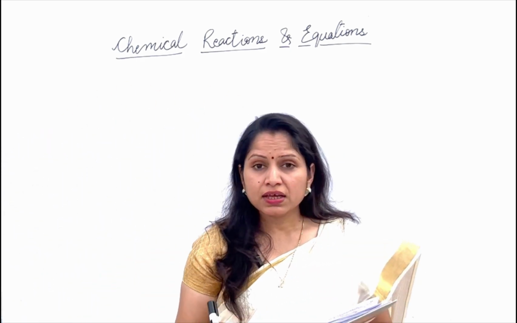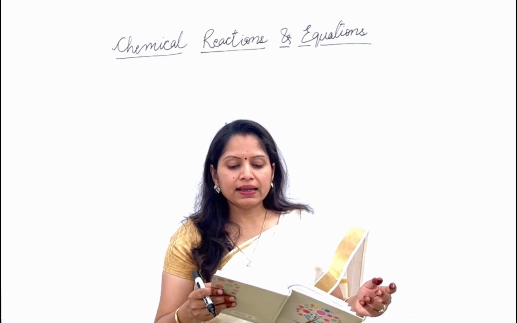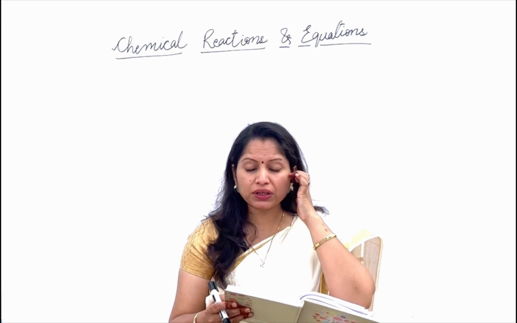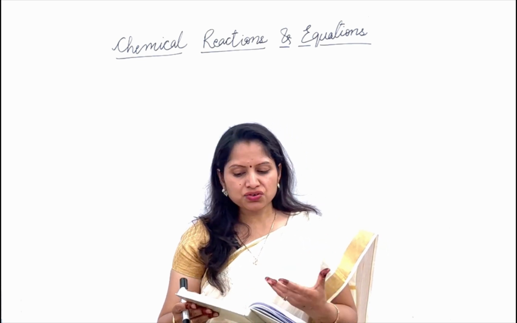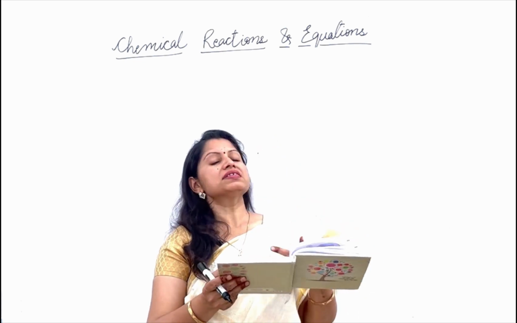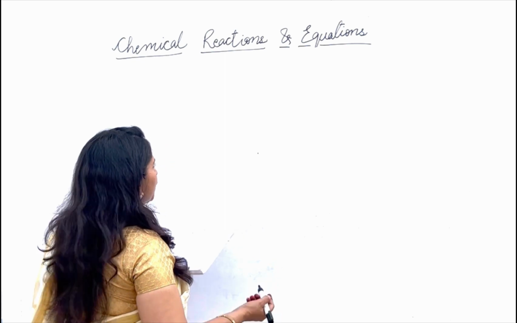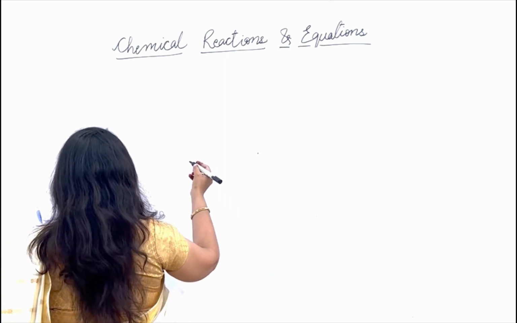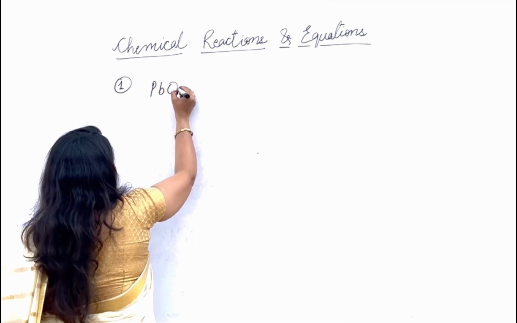Now, exercise questions. Question number 1: lead oxide is combining with carbon to form lead and carbon dioxide. In this reaction, you have to identify which substance is getting oxidized and which substance is getting reduced. It's quite similar to that of copper oxide only. So the first one is lead oxide.